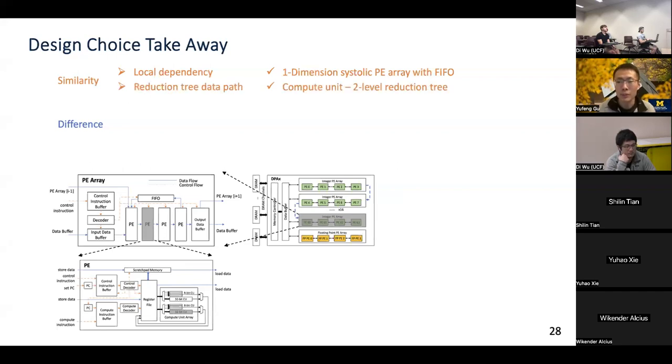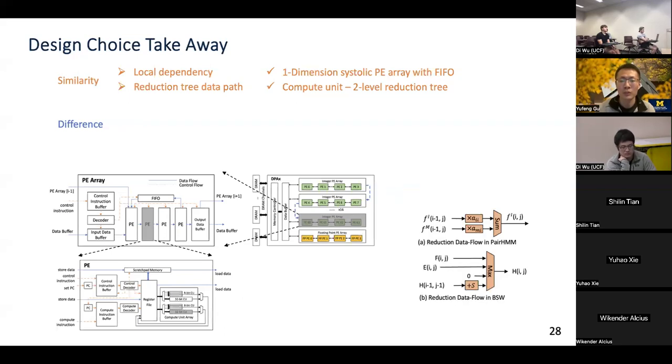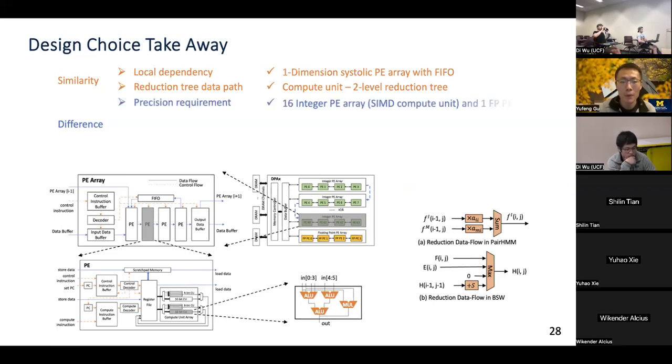And then from the objective function, we observe that there are lots of reduction tree data paths. So if we recall NVIDIA's DPX instruction, they also support a similar ISA based on this reduction tree data path. So we designed the compute unit similar to this data path. Then let's see the difference between these DP algorithms. So first is precision.